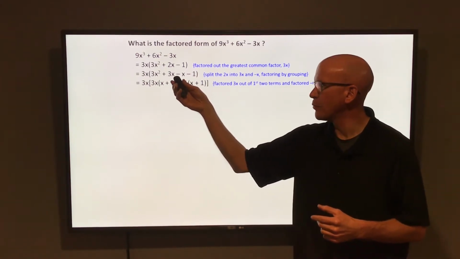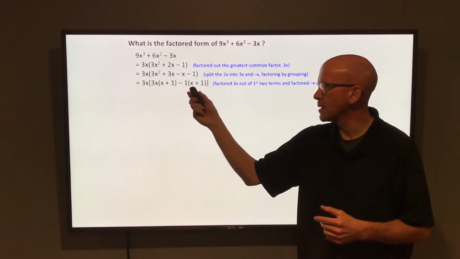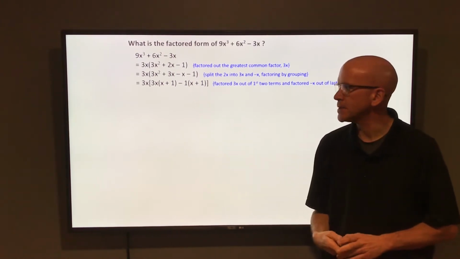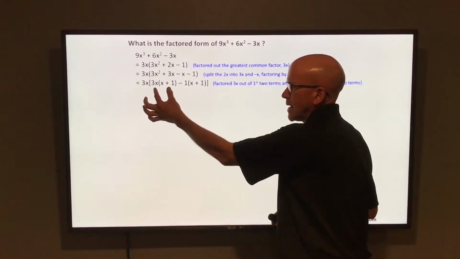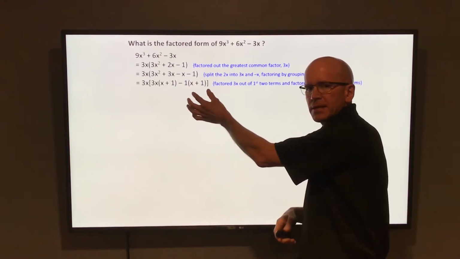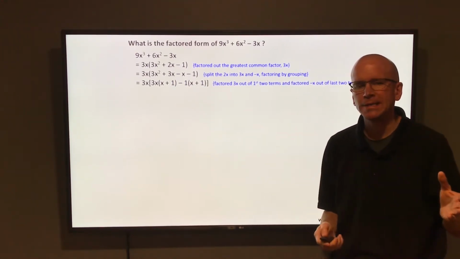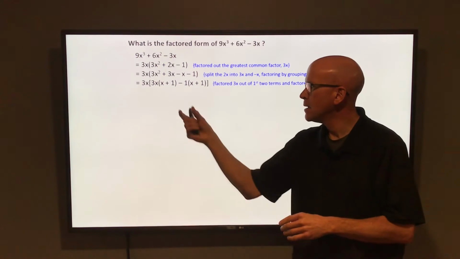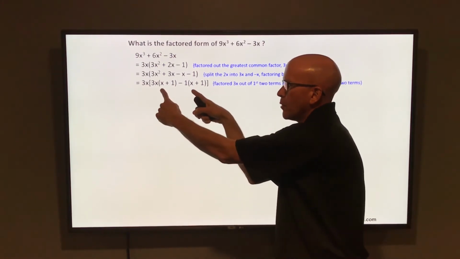So if you factor a negative 1 out of those last two terms, you end up with x plus 1 in parentheses. Now if you look at these two terms, 3x times x plus 1 and negative 1 times x plus 1, x plus 1 is a common factor to those two terms. So we're going to take an x plus 1 out of those two terms.